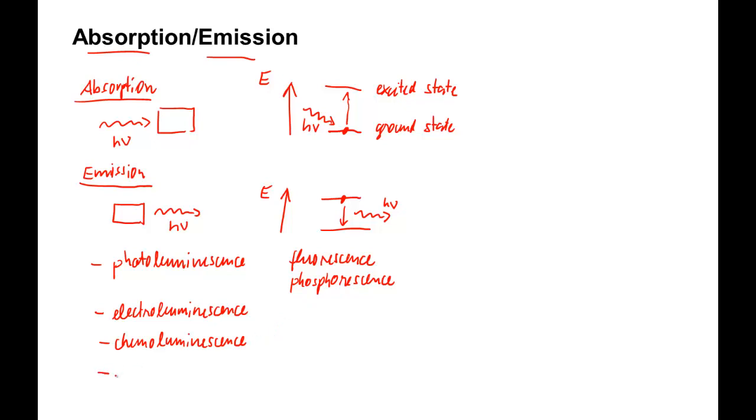Lastly, if light is emitted by something that's been heated, we speak of thermoluminescence. Examples for that are incandescent lamps.